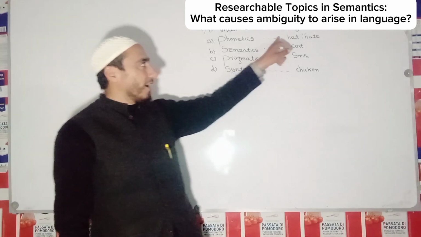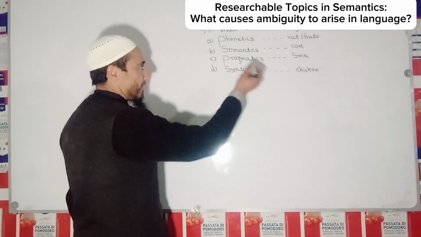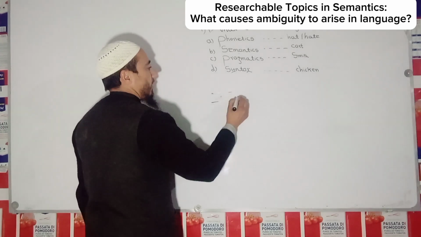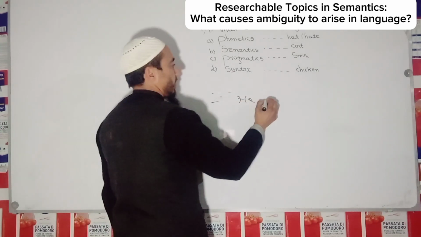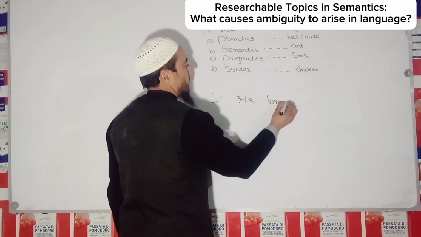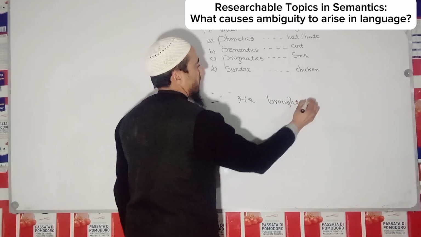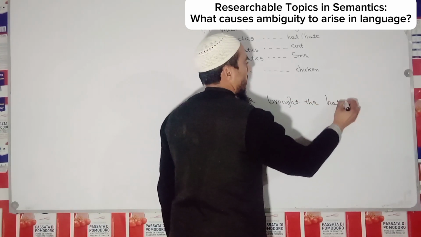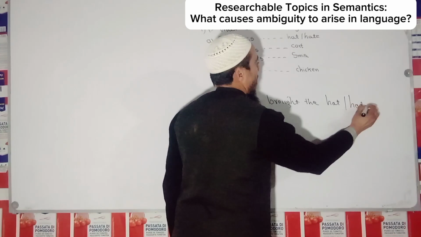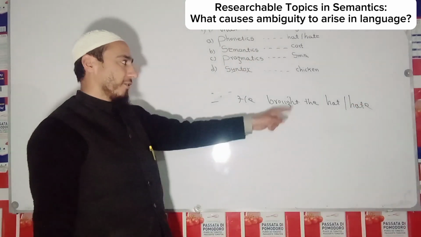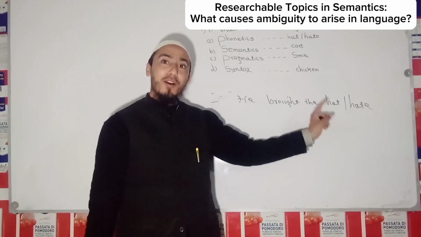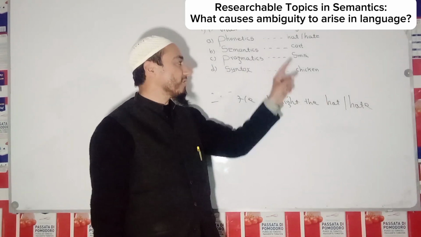For example, I'm just going to write a sentence about phonetics. If I say, he brought the hat, or hate. So see now the difference. He brought the hat or hate. Now here is ambiguity, and that is phonetic ambiguity.